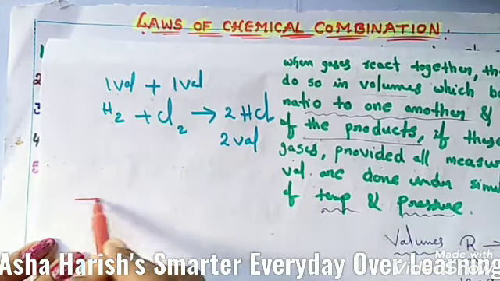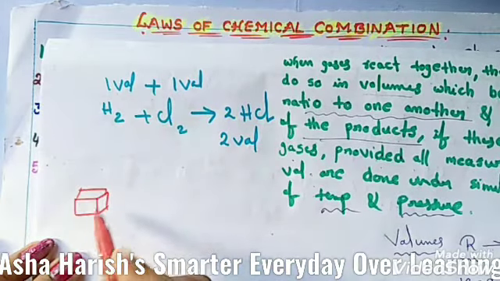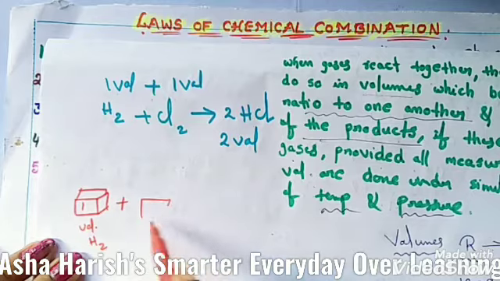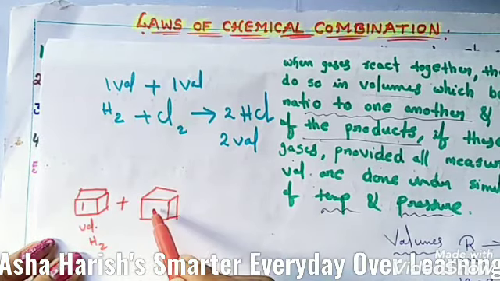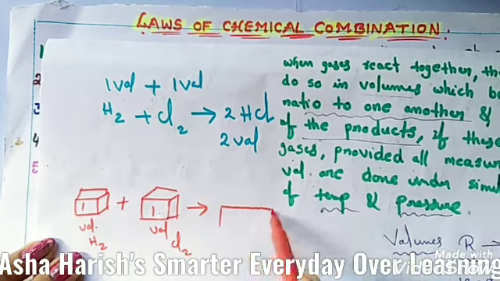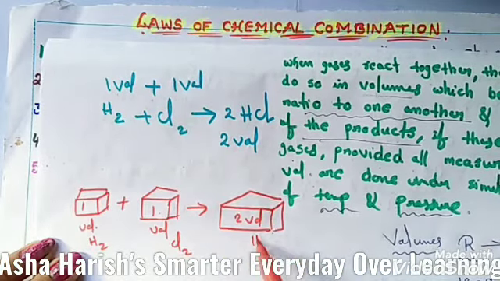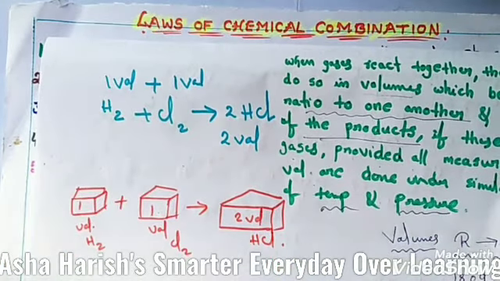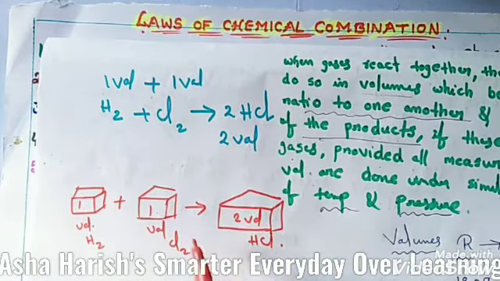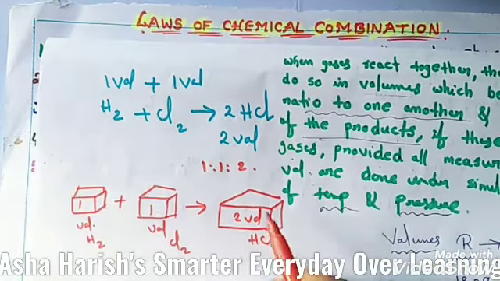The simple representation, let's see now. This is one volume of H2 plus, in this another block, the same one volume of chlorine, to form the big block here, so this is 2 volumes of HCl. The ratio between the volumes of the reactants and the products in this reaction is simple, that is 1:1:2. Hence it illustrates the law of combining volumes.